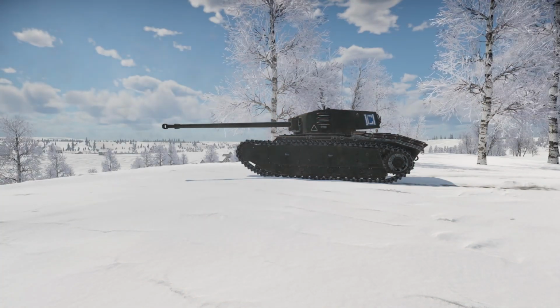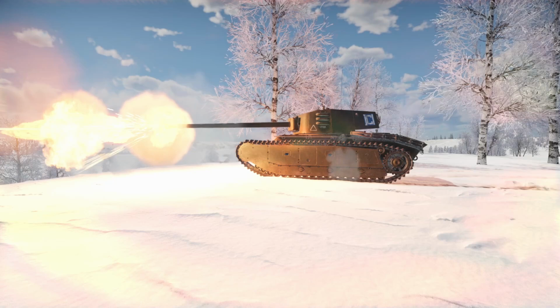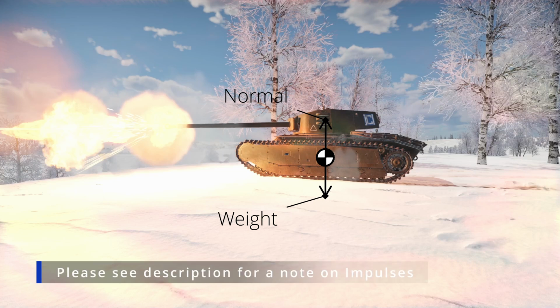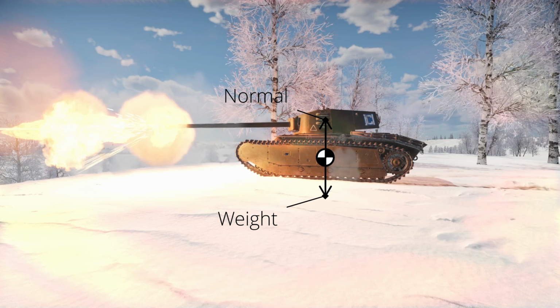Rewind that? At this specific point in time, we actually have four forces acting on the tank, but one of these forces is a bit special. It's called an impulse. Impulses are forces that only act for a specific amount of time on the system. In our case, the shell being fired produces an impulse both on the shell and on the tank.